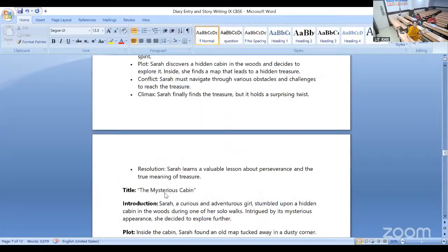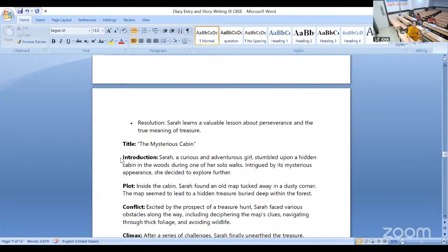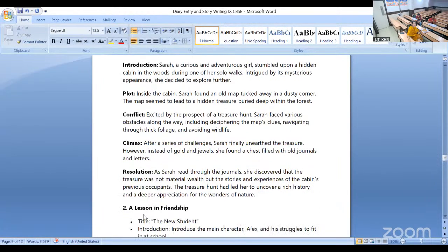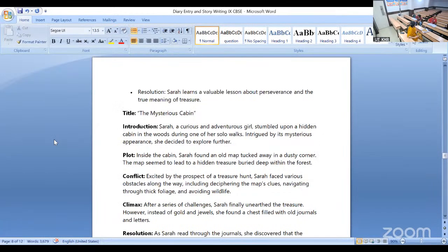Okay, fine. Now the story title is The Mysterious Cabin, which the writer has given. Introduction, plot, conflict, climax, resolution: this you don't have to write. You have to just write in a flow with paragraphs, with a change of paragraph. Okay?